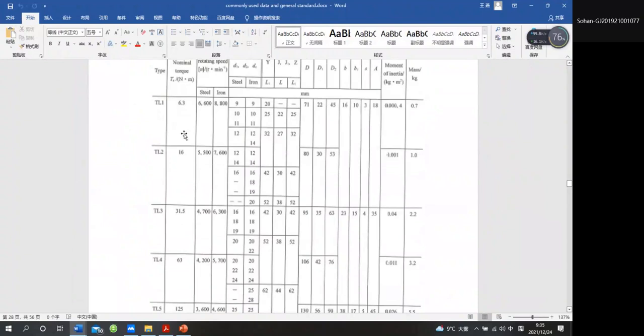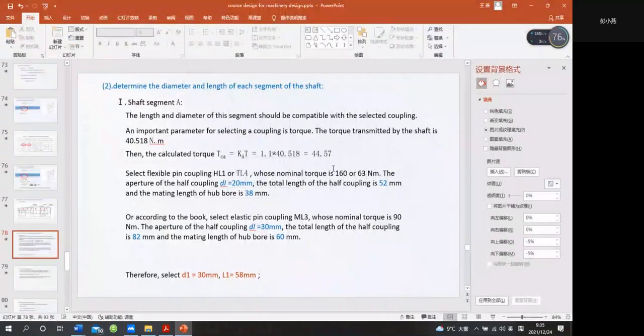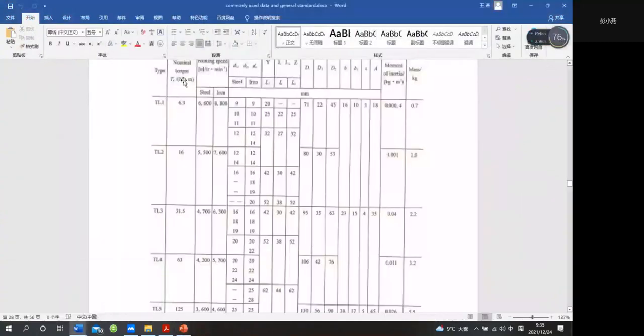HL3. The transmission power is 31.5. It's smaller than the calculated torque. The calculated torque is 44.57. So the torque should be larger than the calculated torque. So we can choose which one.